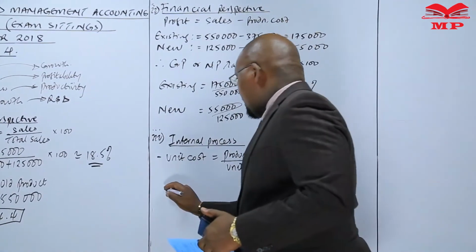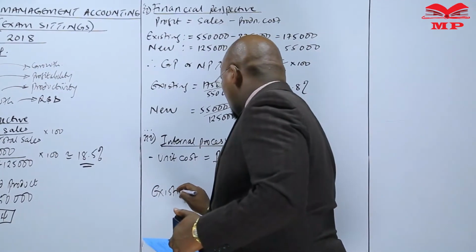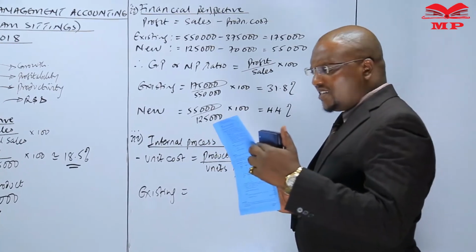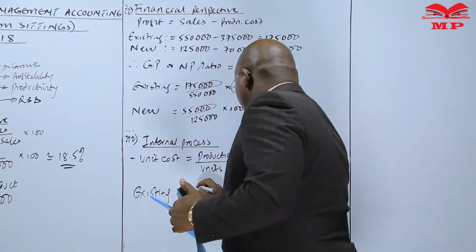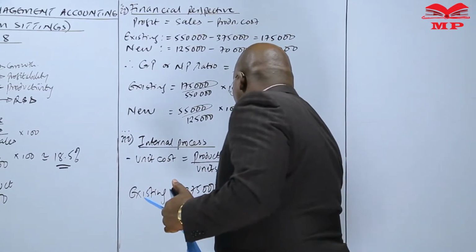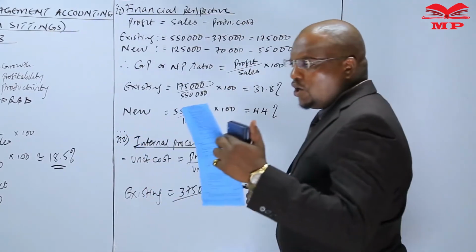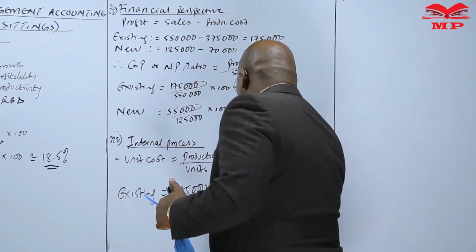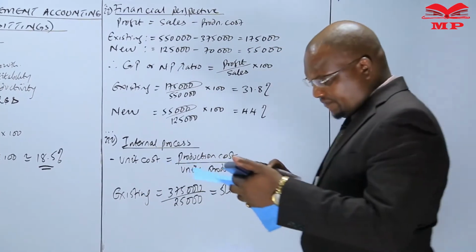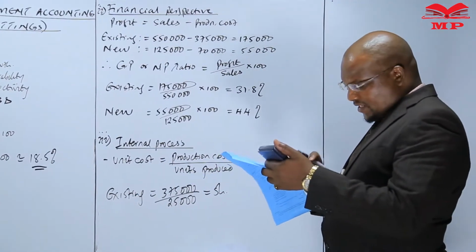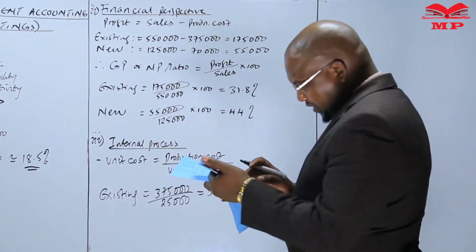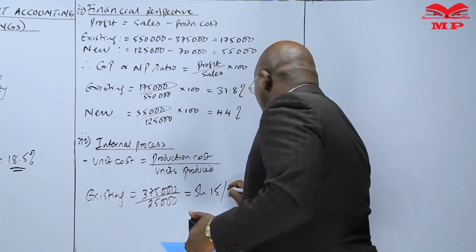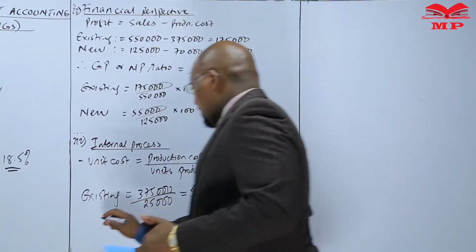So now here we have existing. The production cost for the existing is 375,000 divided by the units produced. Units produced existing 25,000. This is going to give us shillings what per unit? Let's see. We have 375 divided by 25. This is shillings 15 per unit. Then the new.